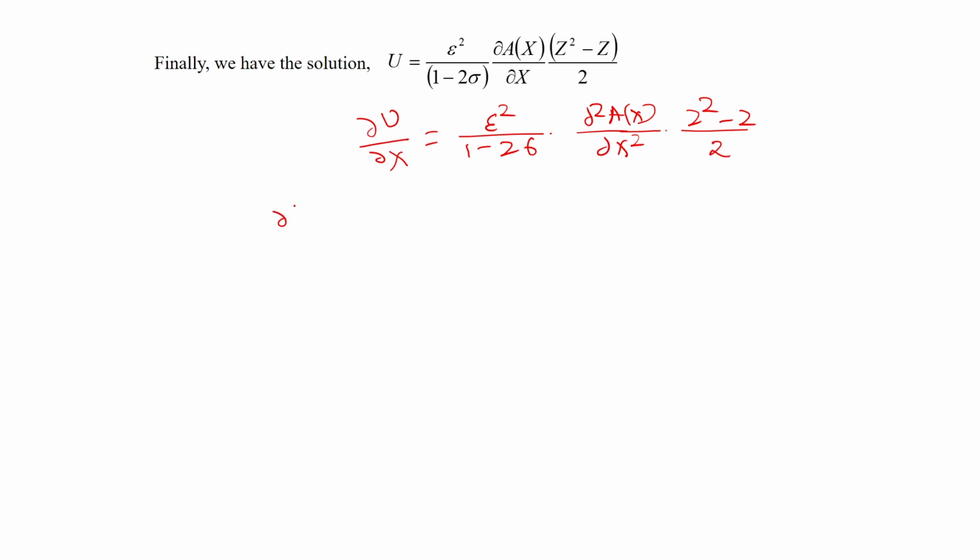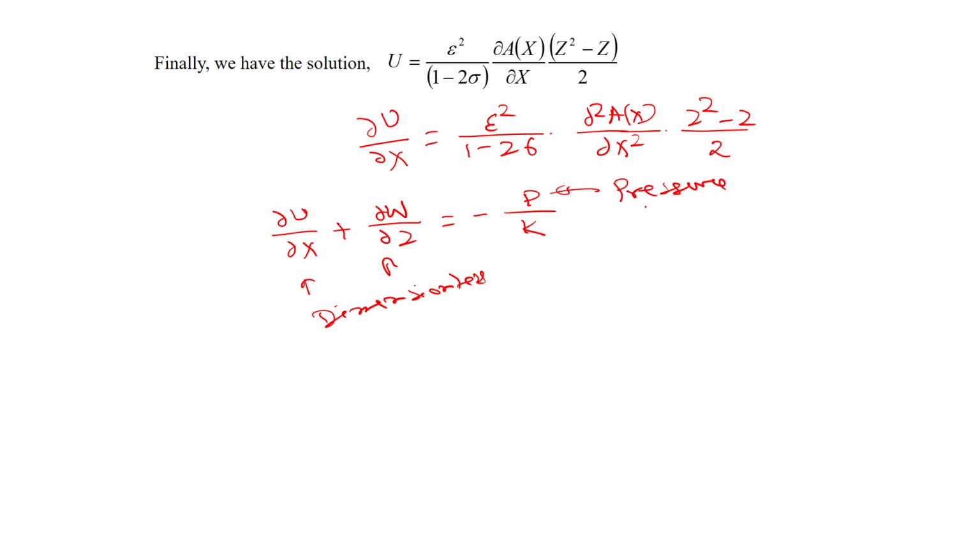And remember that the compressibility relation is del u by del x plus del w by del z equal to minus p by k. Here this is dimensionless, and here this is pressure, and this is the volume, and k is the bulk modulus. So, these are dimensional quantities, but the ratio is dimensionless. So, this is the bulk modulus.